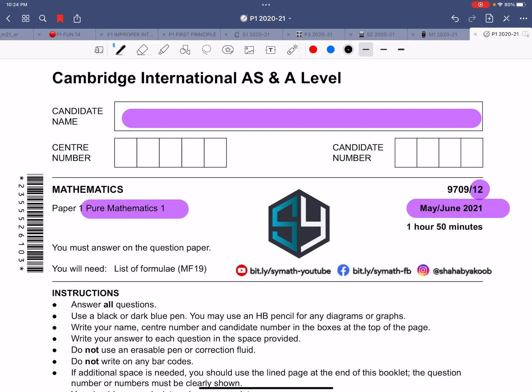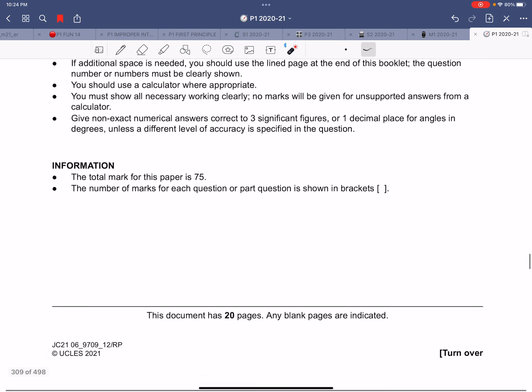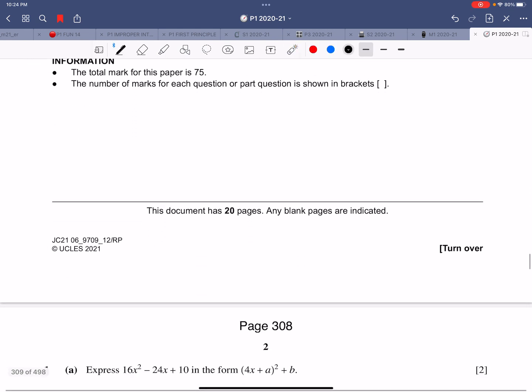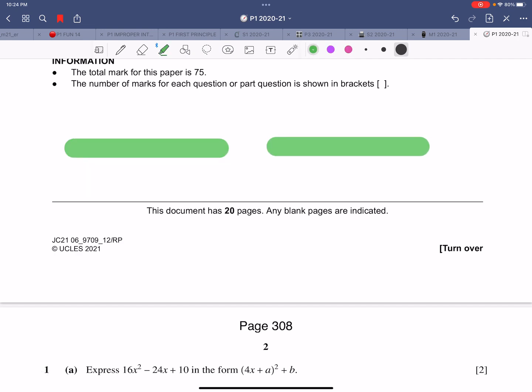The P1 June 2021 variant 2. Now what we will do is divide the video into two parts.